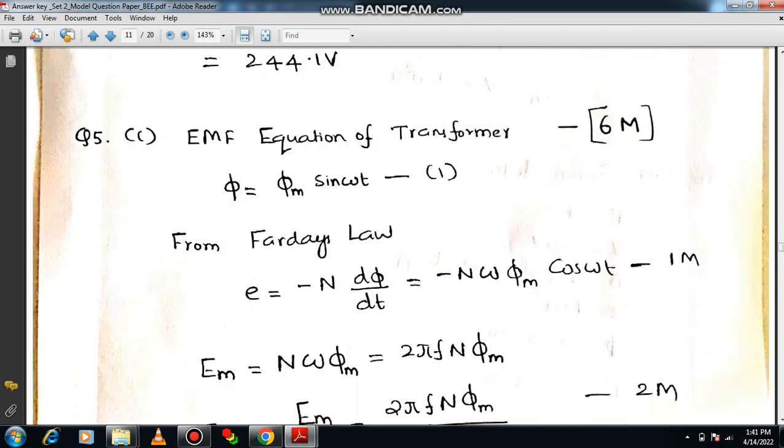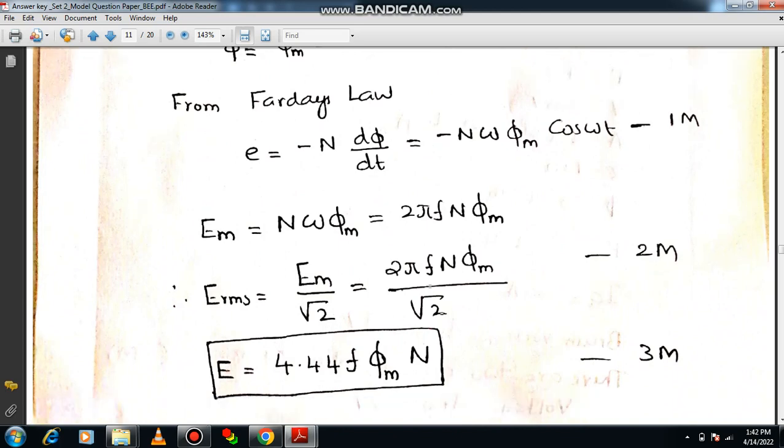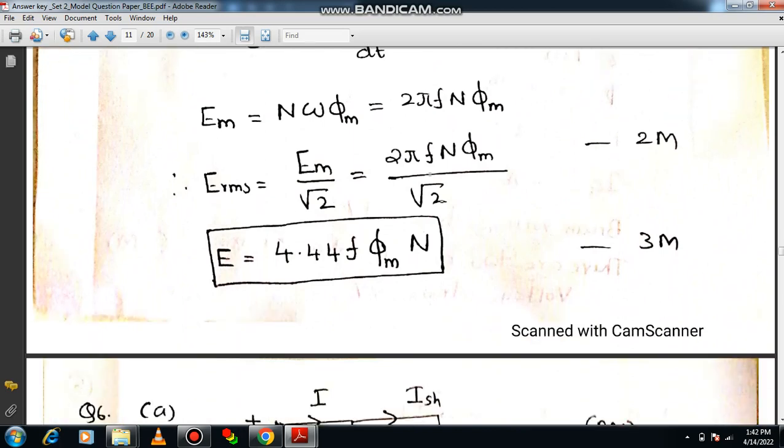So you have to define some parameters first of all. You have to mention the sinusoidal flux variation. Apply Faraday's law. From Faraday's law, you need to write the expression for EMF E. From the maximum value you need to connect with the RMS value. Ultimately you will be getting E is equal to 4.44 F into phi M into N. If you want, you can write in terms of flux density and area also.